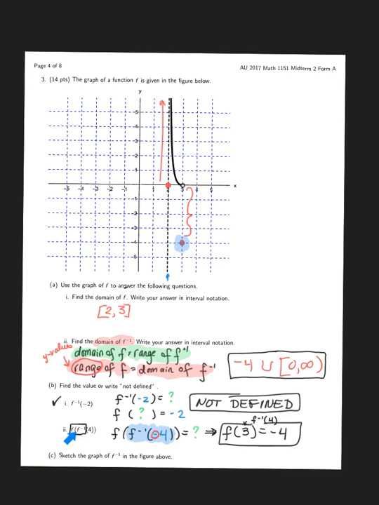Now here we're being asked for f of f inverse of 4. So this answer is going to be equal to 4. And this is the real answer to this question. But I want to point something out to you. If you tried to use the same logic that we used here, it's going to get very confusing.